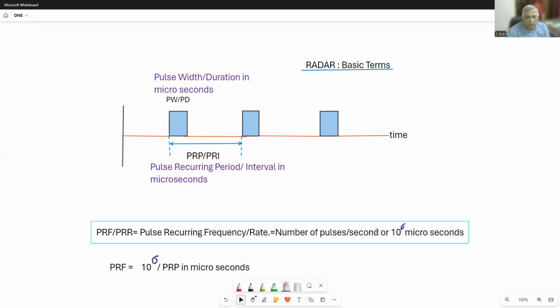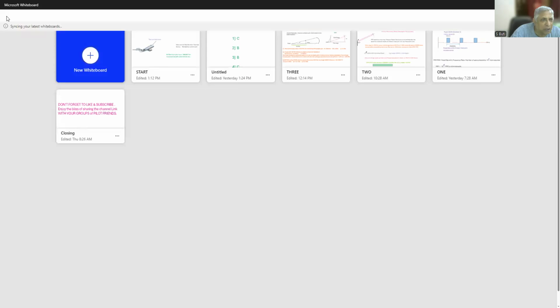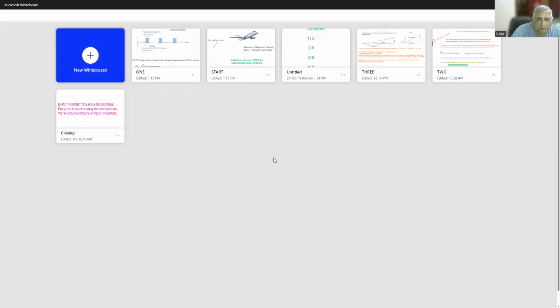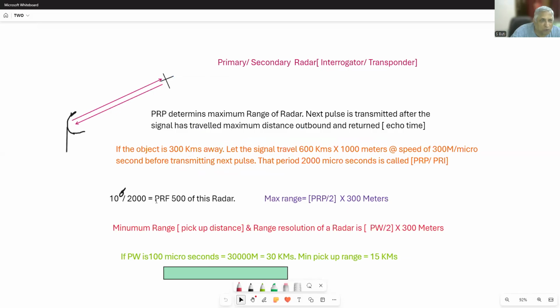Number of pulses per second, which is equal to 10 to the power 6 microseconds. Pulse recurrence frequency is 10 to the power 6 divided by pulse recurrence period in microseconds, and hence is a number. So if the PRF is good, the quality of the signal or the pickup will improve. If the PRF is very small, the quality may suffer. Right. Next slide, we will take the same subject forward.